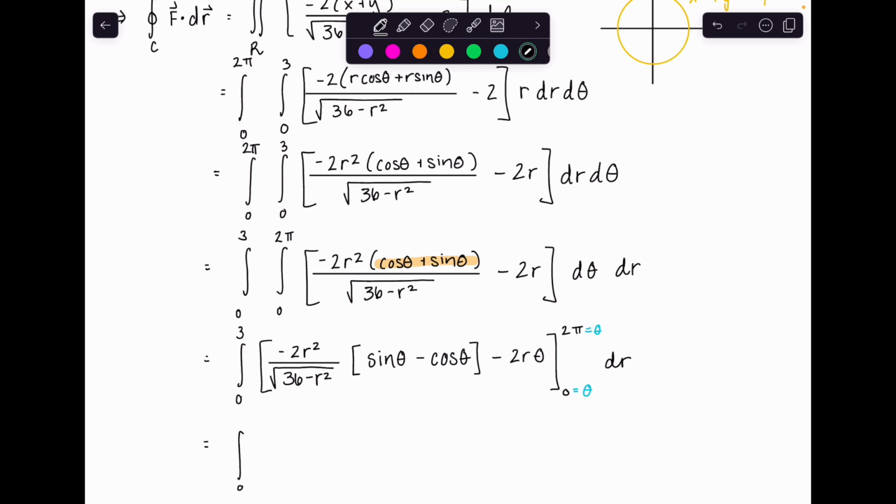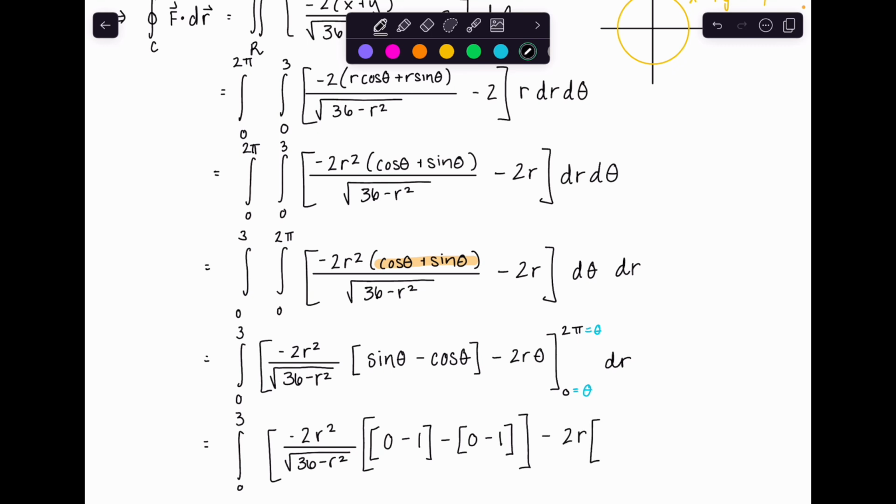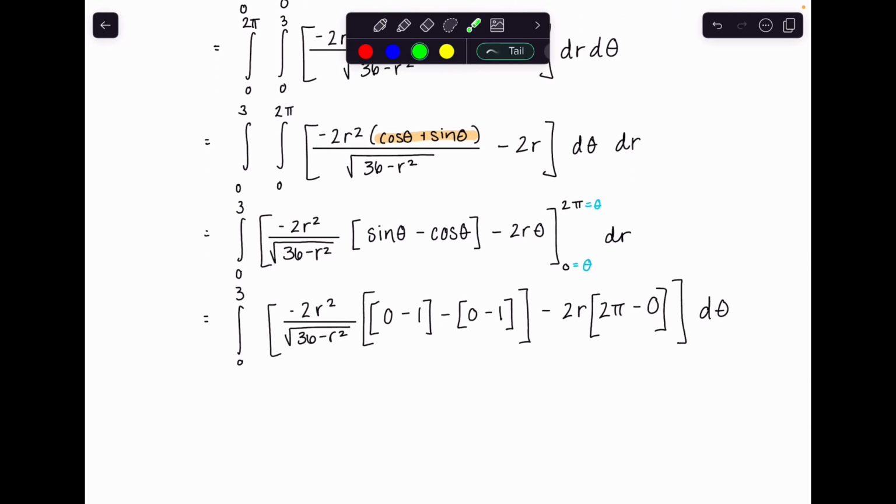So this gives us the integral from 0 to 3. This negative 2r squared stays attached. Square root of 36 minus r squared. And then if I do this, sine of 2 pi is 0. Cosine of 2 pi is 1. And then we plug in 0 as well. Sine of 0 is 0. And then cosine of 0 is 1. And then we do the same thing here. We get negative 2r. Plugging in 2 pi gives us 2 pi. Plugging in 0 gives us 0. And then this whole thing is integrated with respect to theta. And the beauty of doing this is negative 1 plus 1. This piece ends up completely disappearing. This just becomes 0.